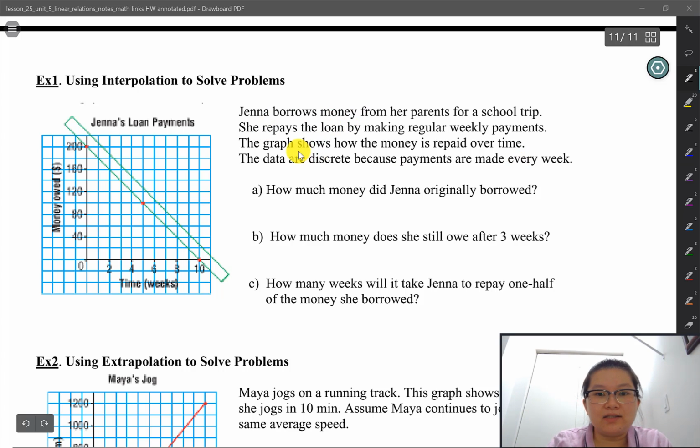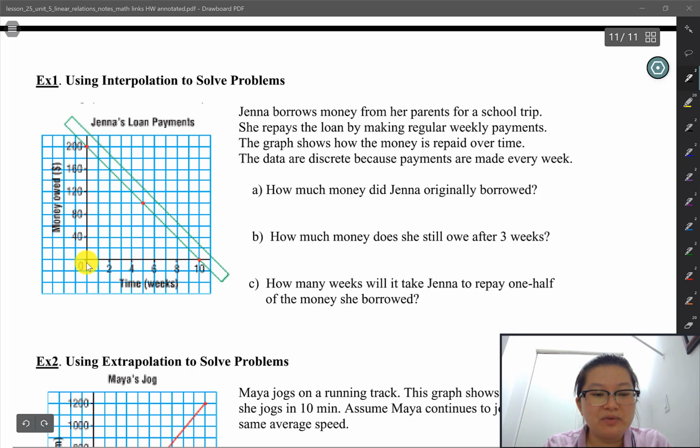Okay, so let's start with A. How much money did Jenna originally borrow? Originally means before she started making payments. This is before all the weeks began happening. So at the very beginning of time, where the time is 0, week number 0, this is where we have to read the graph in order to figure out how much she borrowed.